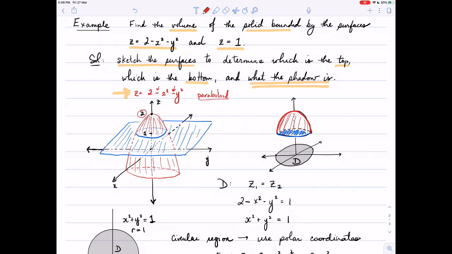The other surface that we wanted to graph, the other bound, is z equals 1. And z equals 1 is just a plane. It's a plane parallel to the xy plane. So if we look here, there's our plane graphed in blue. There's our paraboloid graphed in red.